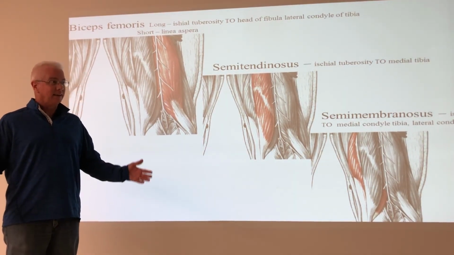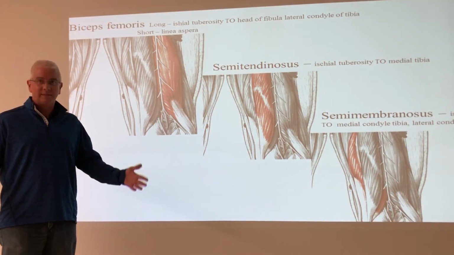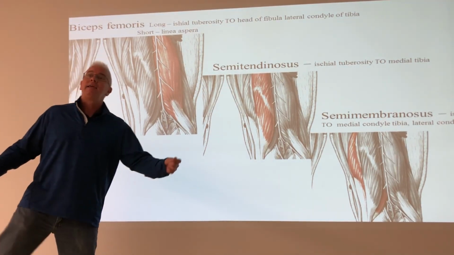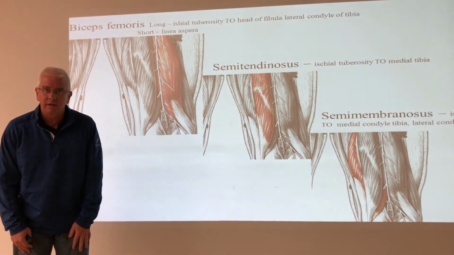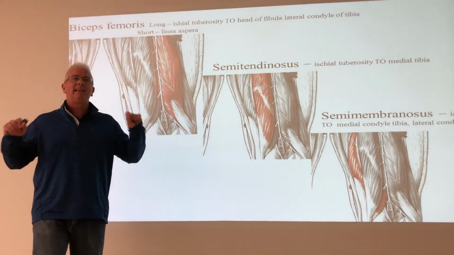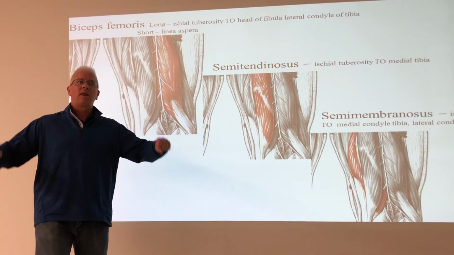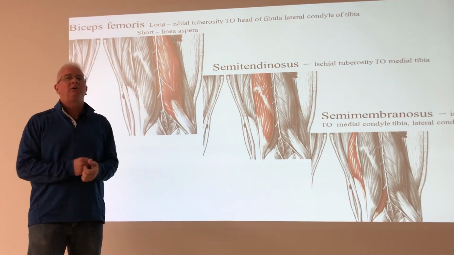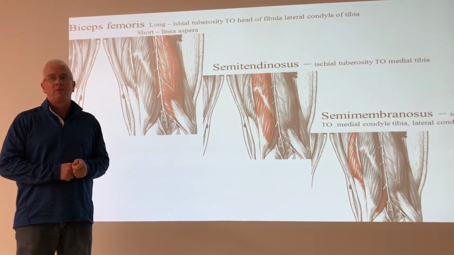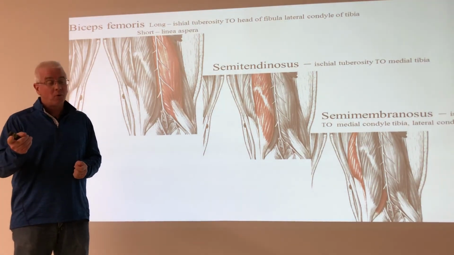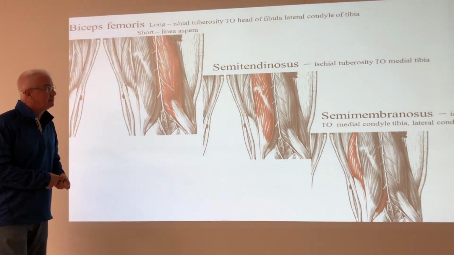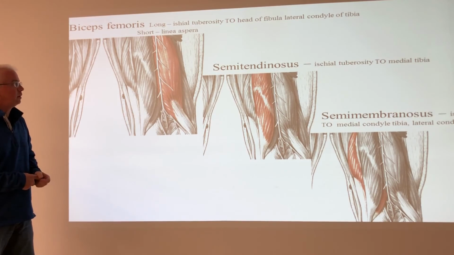You see the linea aspera? That sounds like test question material. I can adduct with adductors at the linea aspera. I can extend with quadriceps on the linea aspera, and I can flex at the knee with attachments to the linea aspera. So I mentioned it was important, and now you're getting pieces and parts that will help you say just how important it is.